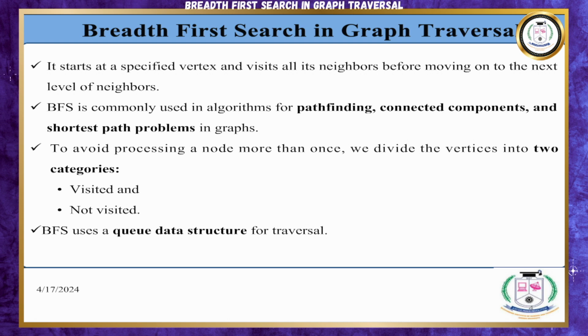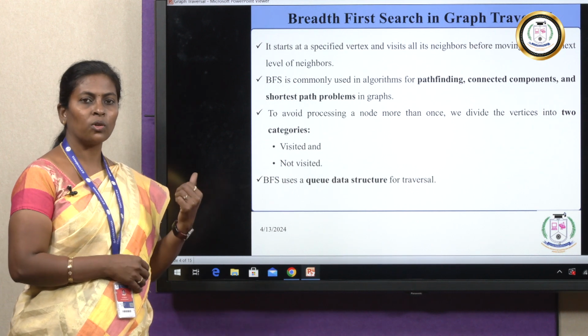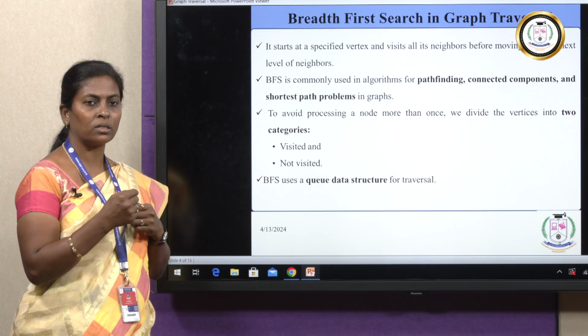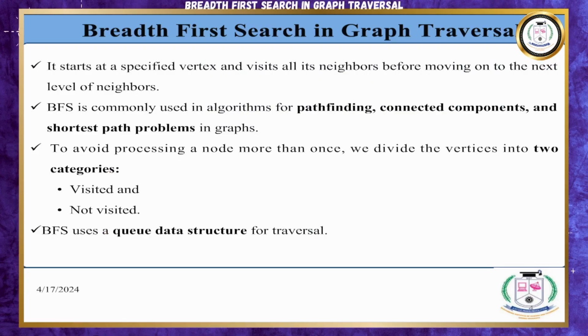To avoid processing a node more than once, we can categorize the nodes as visited and not visited. BFS uses the queue data structure for traversal. What is a queue data structure? It follows the principle of first in, first out. That is, the element that you inserted first will be removed first. So this is about breadth first search in graph traversal.